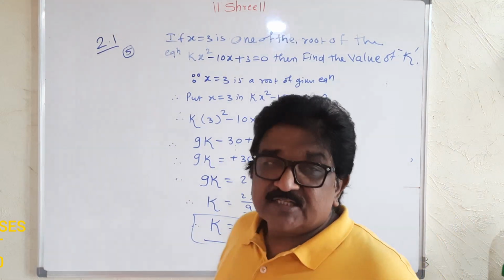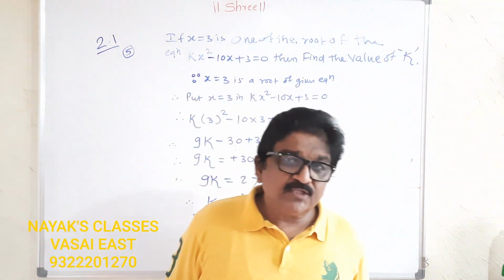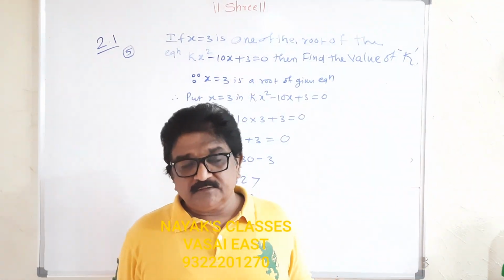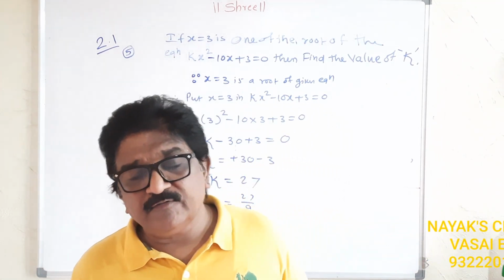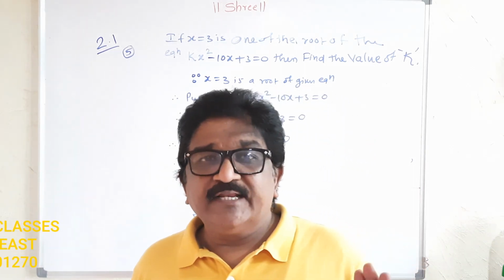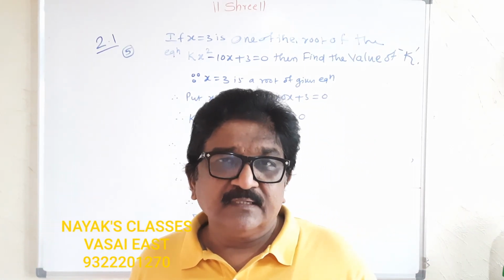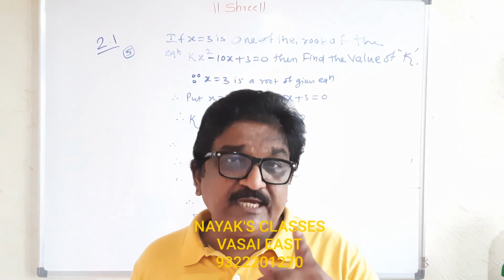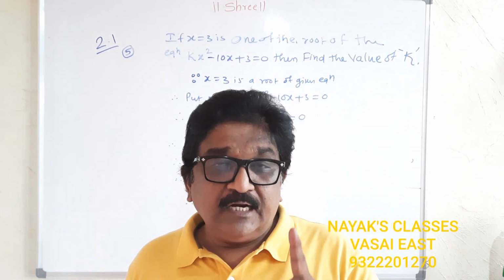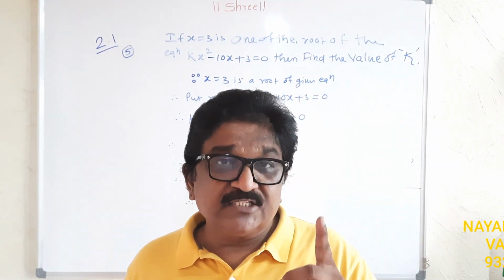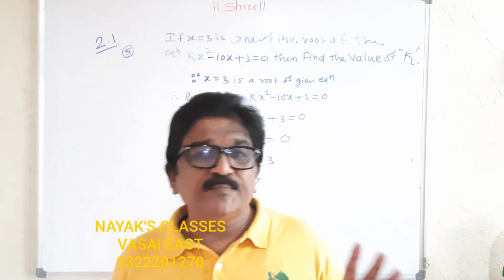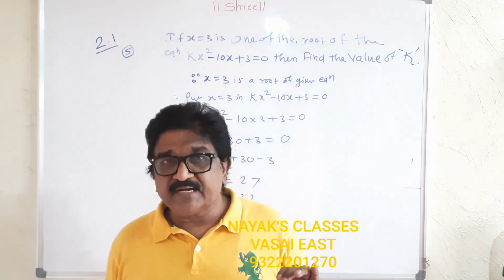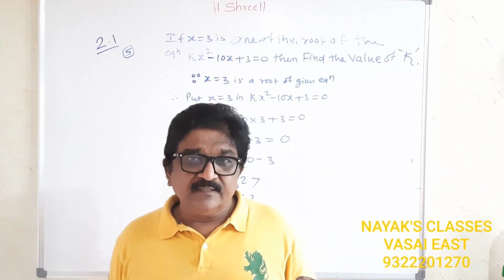In the next part, we are starting the factorization method of solving quadratic equations. There are a total of 12 examples. Out of that, alternate 6 I will solve, and 6 you have to solve on your own because it is a practice from 9th standard.